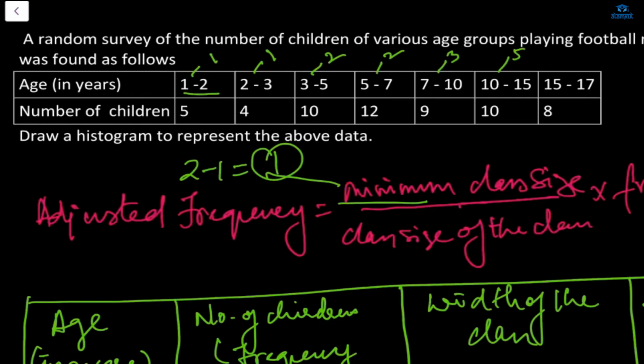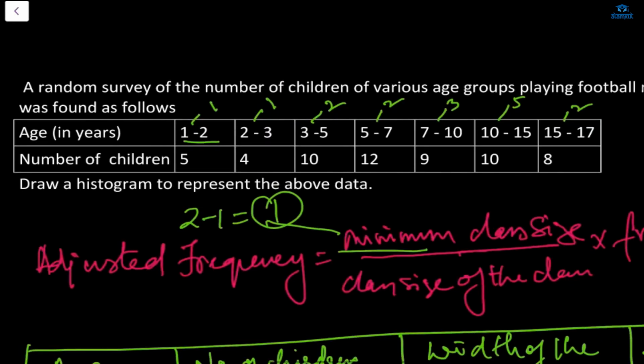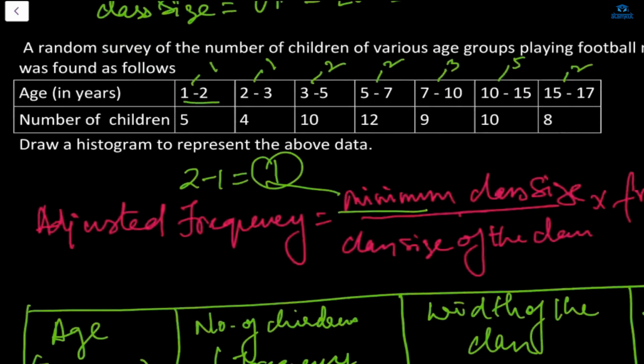17 minus 15 will be 2. Okay, so this is the class size of each class. What do you mean by class size? Class size is the difference of your upper limit minus lower limit, the upper class interval minus the lower class interval. That is your class size. Okay, ma'am, class size is upper minus lower. That will give you class size.